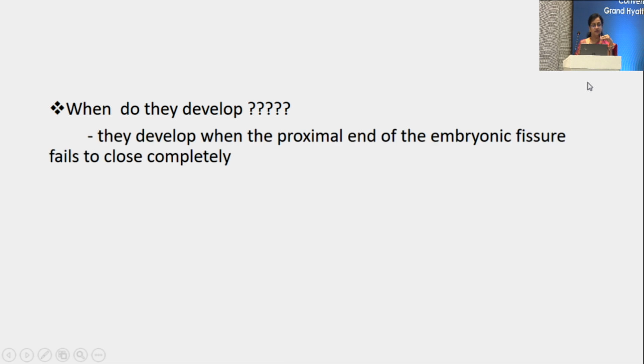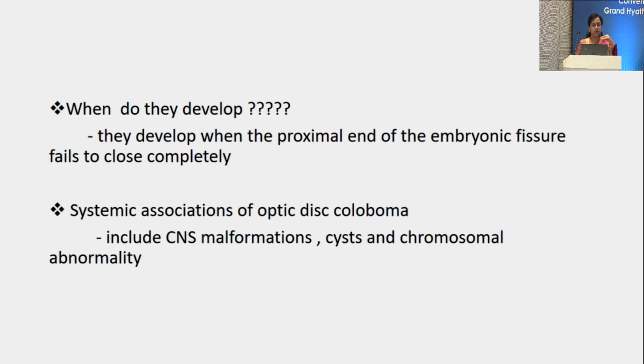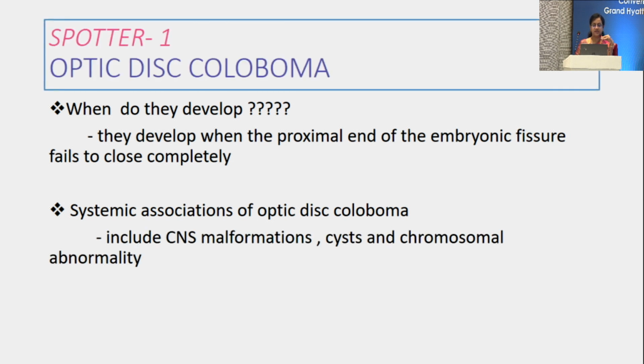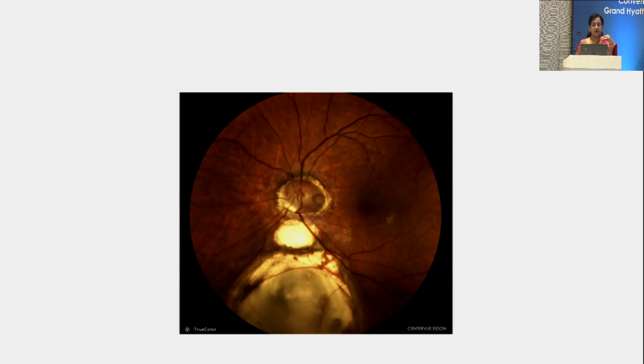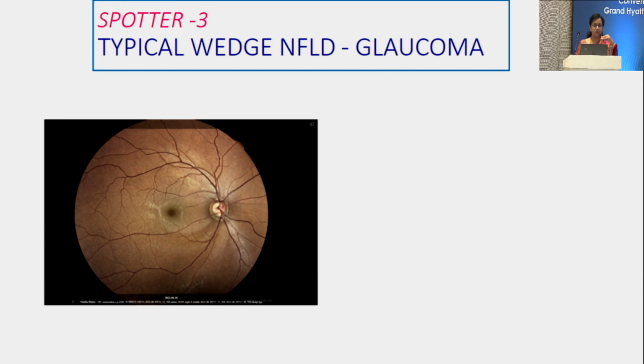When do they develop? They develop when the proximal end of the embryonic fissure fails to close completely, and systemic associations could include CNS malformation, cysts, and chromosomal abnormality. And here, this is a very rare one. You see an optic disc pit with a retinochoroidal coloboma. So pits needn't always have associated retinochoroidal colobomas.